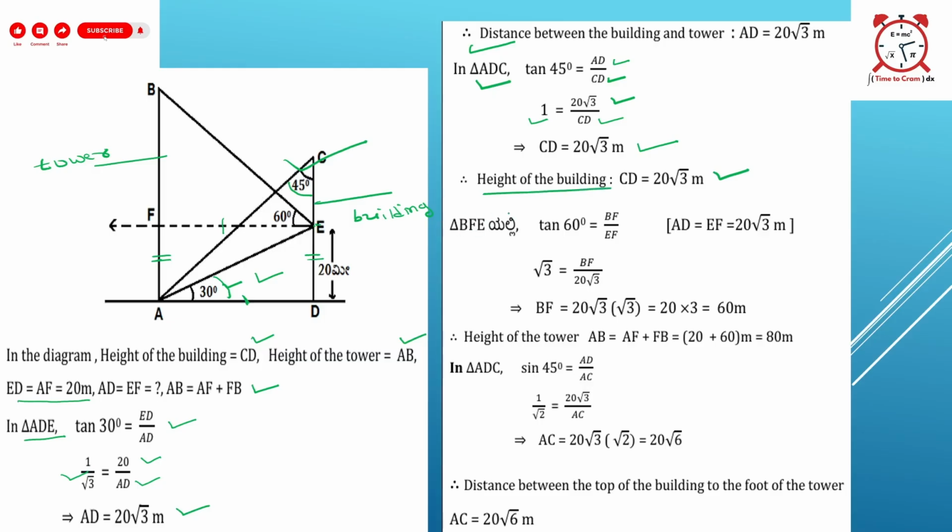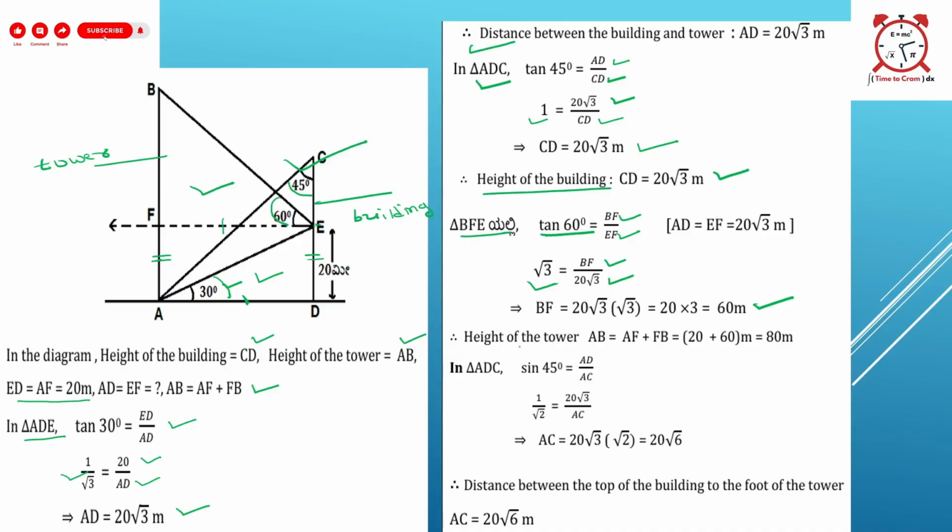Now let us take another triangle, triangle BFE. BFE means this triangle. So here the angle is 60 degree and this 60 degree is the angle of elevation. So tan 60 equal to again opposite upon adjacent. So tan 60 equal to root 3. BF we have to find, and EF we already found as AD. So AD equal to EF, so it is 20 root 3. After simplification we will get BF as 60 meter. BF is the distance between the window to top of the tower.